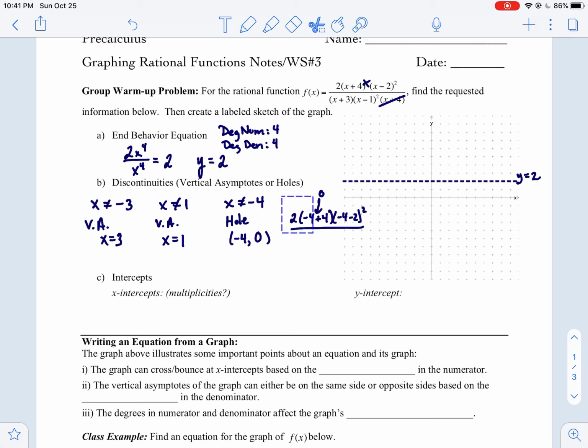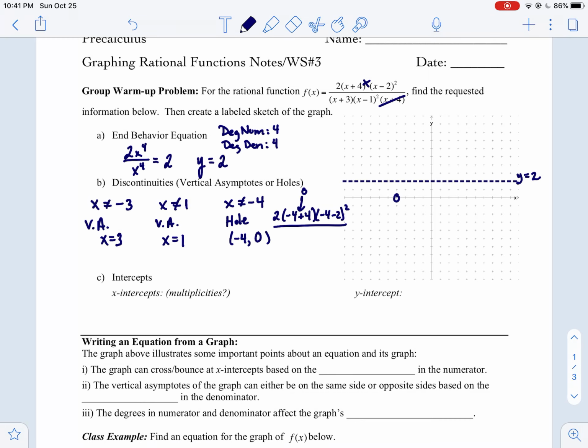So I don't even need to plug in the rest of it. I can just say, as soon as that factor right there becomes 0, everything would be 0. And so this time our hole actually ends up being on the x-axis. So that doesn't always happen, but it did this time because even though it canceled from the denominator, we still had a factor of it in the top.